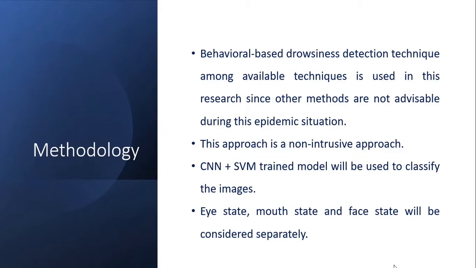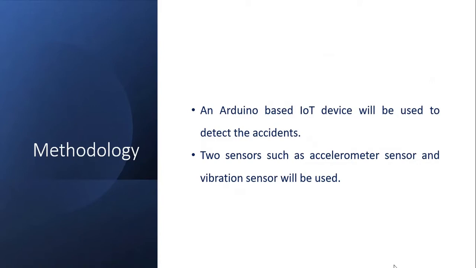Here, if we talk about the methodology, this research will be based on the behavioral-based drowsiness detection technique, which will analyze facial features like eye state, mouth state, and face state, because this method is a non-intrusive approach compared to other approaches. That's why this methodology was chosen. The research is going to use CNN, and an SVM trained model will be used to classify the images. Eye state, mouth state, and face state will be considered separately. In the accident detection part, an audio-based IoT device will be used to detect the accident. Two sensors, an accelerometer sensor and a vibration sensor, will be used.